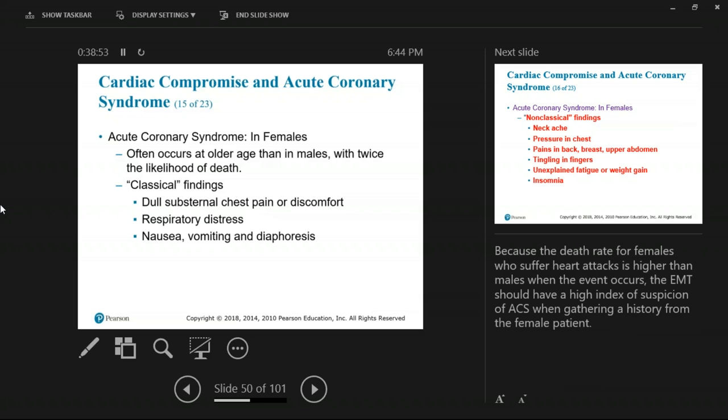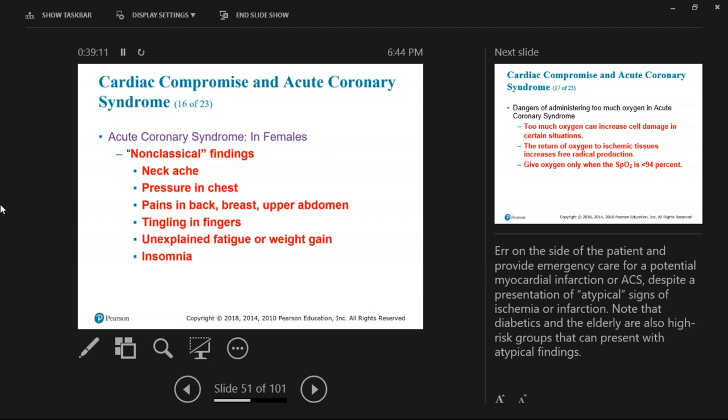ACS occurs in males twice as much as in females. So your classic signs for a male, any male, are dull substernal chest pain or discomfort, respiratory distress, nausea, diaphoresis, really profusely sweating. I was just amazed at watching people have an MI and watching them just sweat.